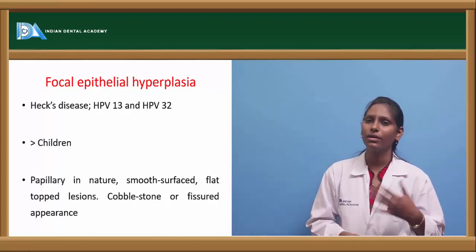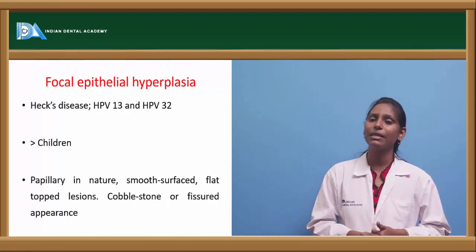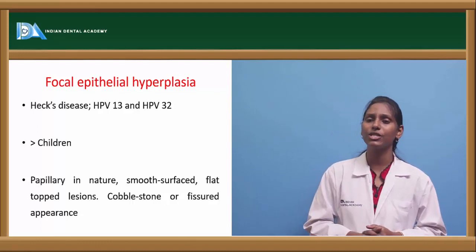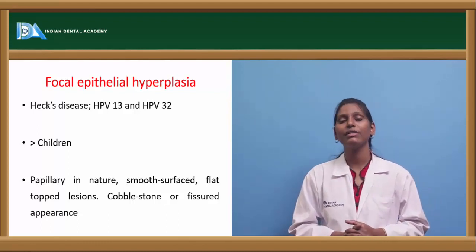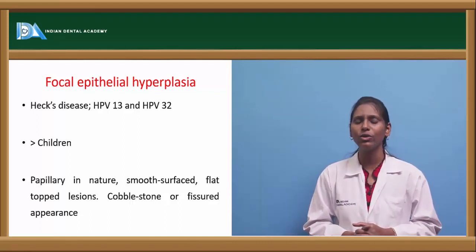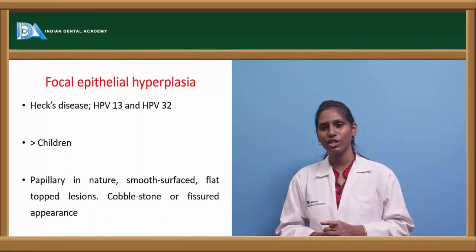Other developmental anomalies include focal epithelial hyperplasia, also called Heck's disease. This focal epithelial hyperplasia is usually known to be associated with HPV, that is, human papilloma virus 13 and human papilloma virus 32, most commonly encountered in children.